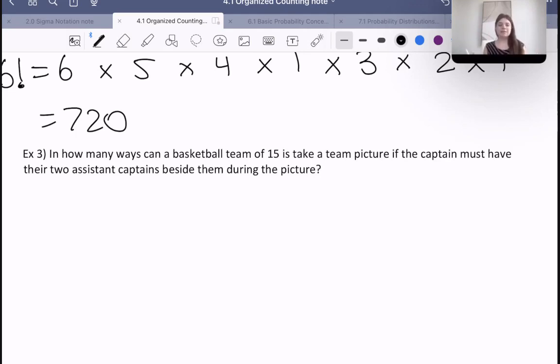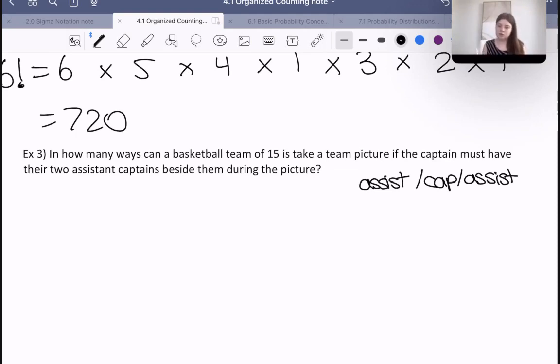Now, why is that? Because they must move in a group together, right? The captain must have their 2 assistants beside them. So that means we have captain, and then we have assistant on one side, assistant on the other side. So this group moves together, right? And so let's think about that. If the captain, and then we have the assistant, and then we have the assistant over there like that, we're going to consider that to be one person.